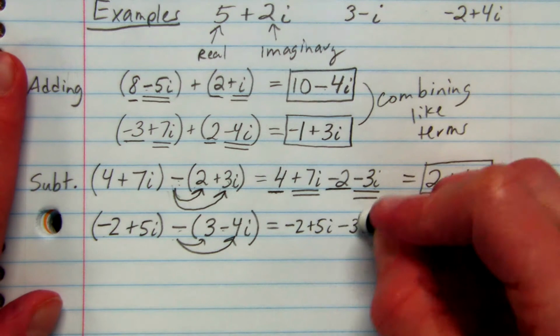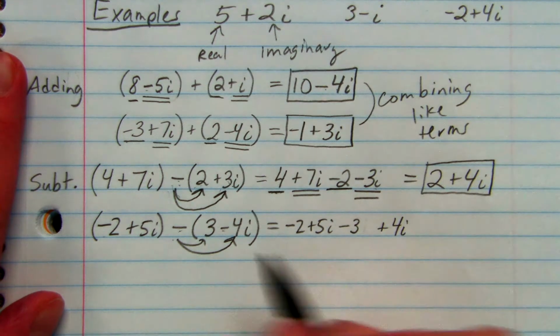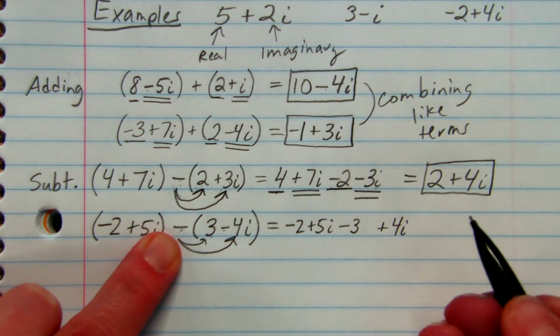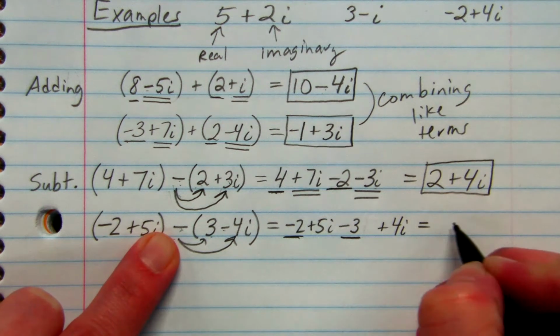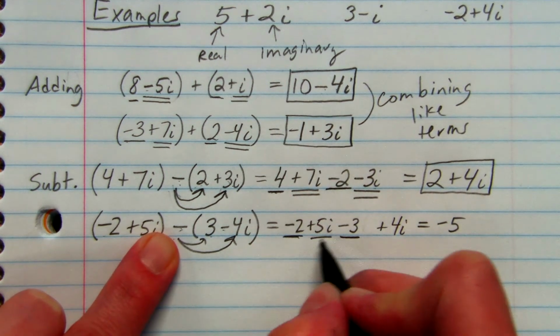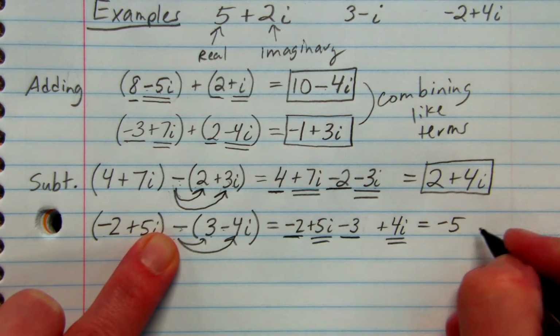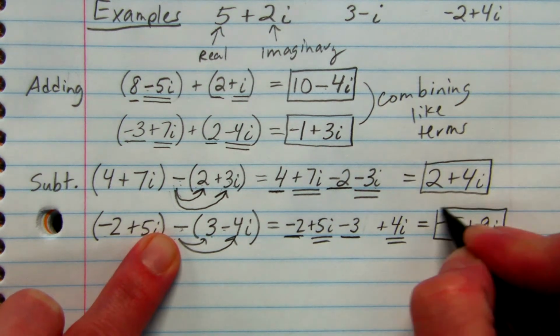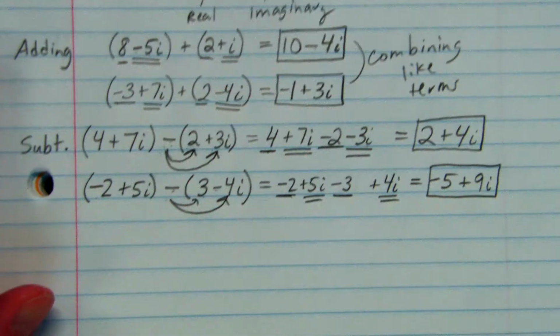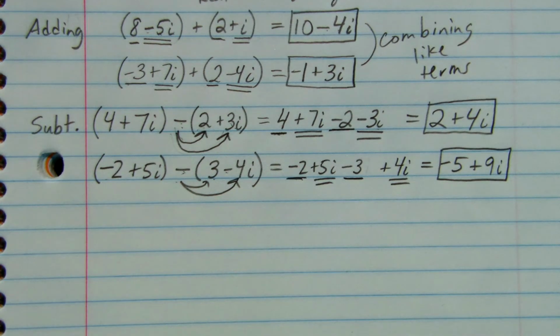Oh, and I put an i on the 3. I didn't mean to do that. Sorry. So it was just minus 3. There was no i. So negative 2 and negative 3 go together. Just negative 5. 5i and 4i make 9i. So we get negative 5 plus 9i. So you're basically just doing 2 subtractions.